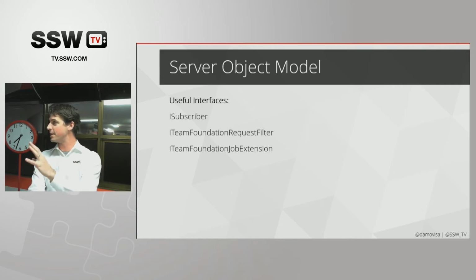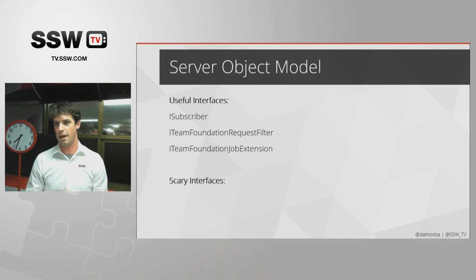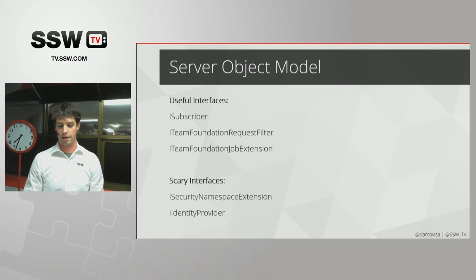So these are the interfaces that they expose. There are also some other ones that you should not touch, like ISecurityNamespaceExtension and IIdentityProvider. If you want to create your own identity provider for TFS, so it gets its authentication from a completely different location, implement that one. But have fun with that. That's going to be really painful. There are some tricky things with some of these as well. So the good ones are your ISubscriber, your request filter, and your job extension.